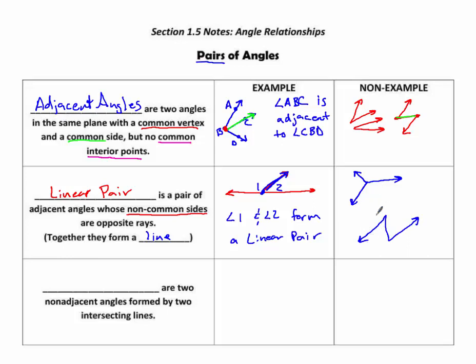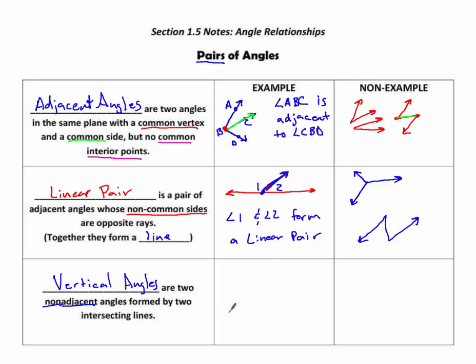So these are non-examples. The last angle pair that you need to learn are called vertical angles. And it's two non-adjacent angles, so it's not going to be angles like this that are next to each other. They're going to be non-adjacent. And it's formed by two intersecting lines.